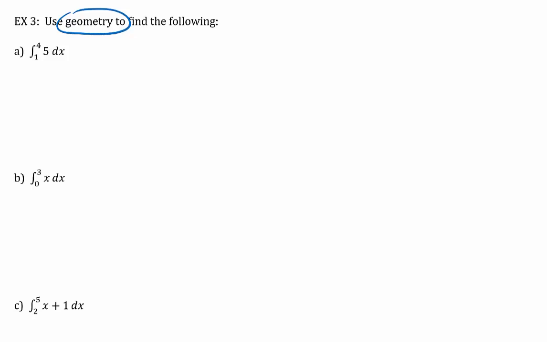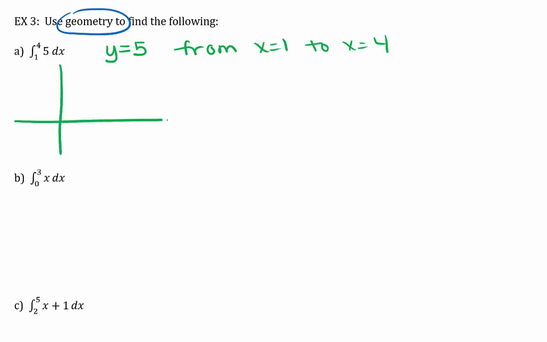So 3a. This definite integral is asking us to find the area under y equals 5 from x equals 1 to x equals 4. So the very first thing I'm going to do is draw a graph. y equals 5 is a horizontal line that goes through 5. I want to find the area from x equals 1 to x equals 4. And so the region we're talking about is a rectangle.